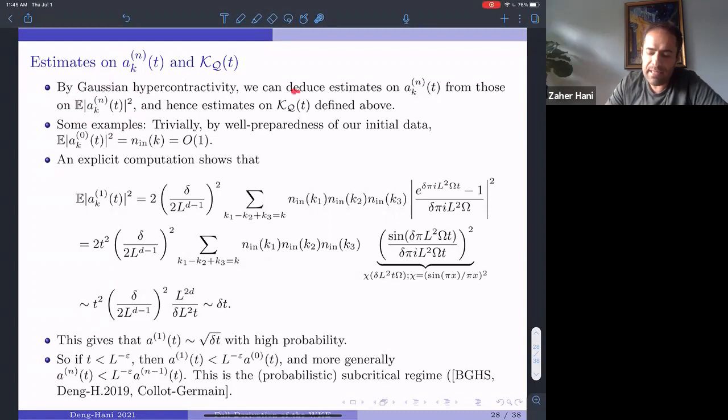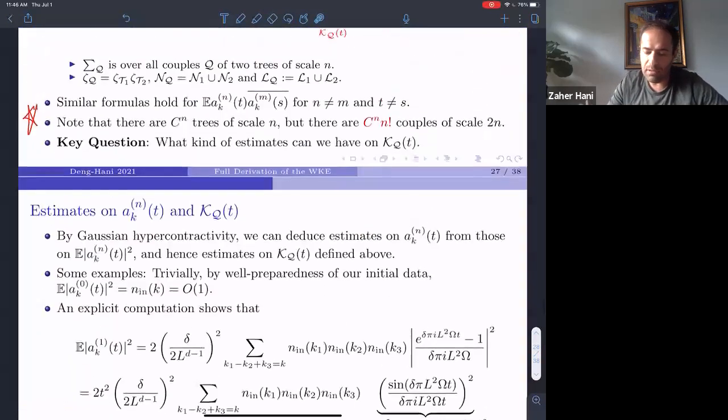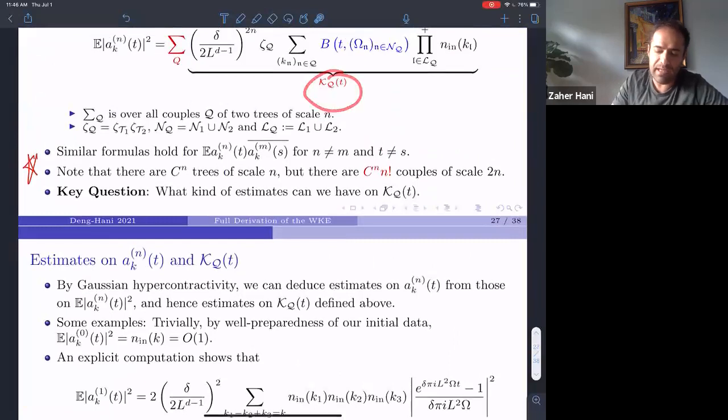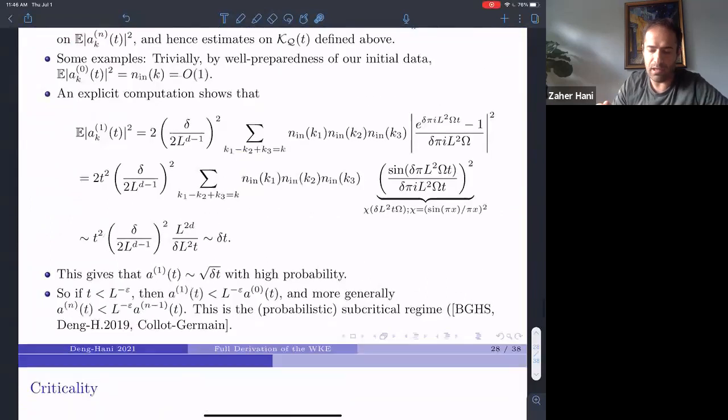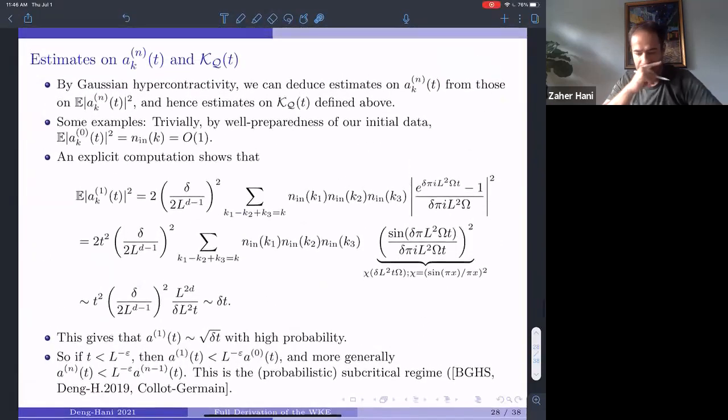Okay, and this means that we are reduced to obtaining estimates for k sub q and being able to obtain estimates for this and being able to perform this large, factorially large sum. Okay, so here let us do some examples of this expected value of a_n squared. Of course, the trivial example is the initial data. So this expected value of the initial data is exactly an initial k, which has size order of 1.